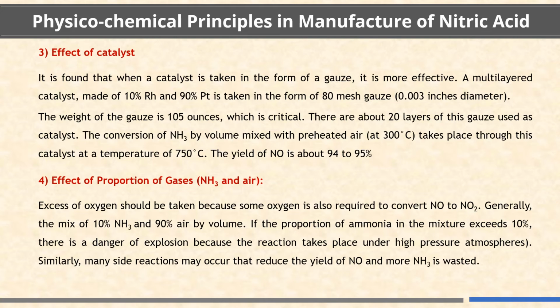If the proportion of ammonia in the mixture exceeds 10%, there is a danger of explosion because the reaction takes place under high pressure. Similarly, many side reactions may occur that reduce the yield of nitric oxide and more NH3 is wasted.